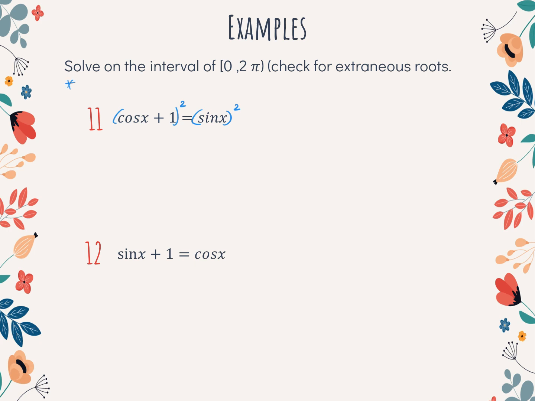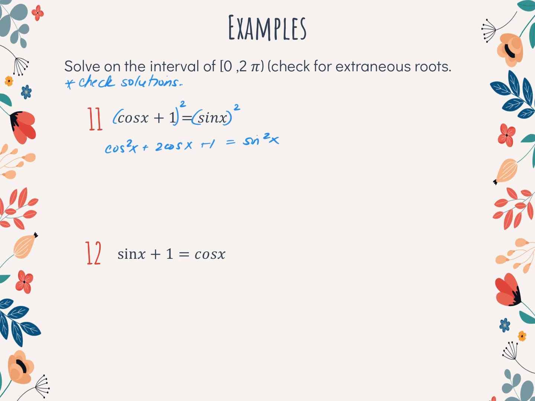But again, whenever we square something, just like we did with square roots and stuff, we have to make sure that we check our solutions for extraneous, okay? And it's very tedious. It's a pain, but you do have to check it. So I know when I square this left side, I'm going to get cosine squared x plus 2 cosine of x plus 1. And over here, I'm going to get sine squared x.